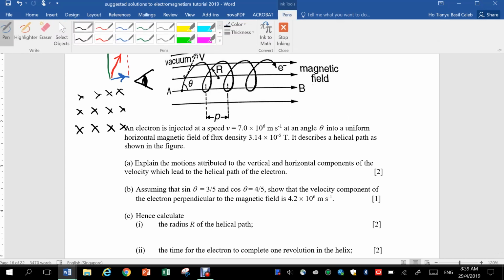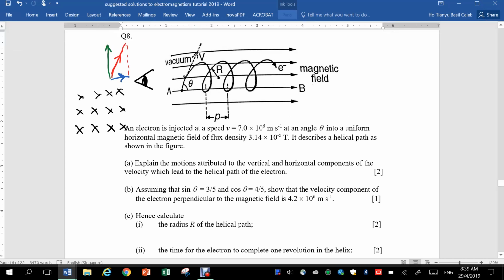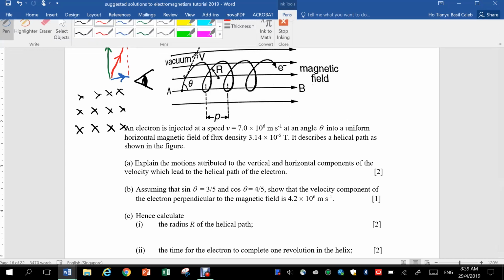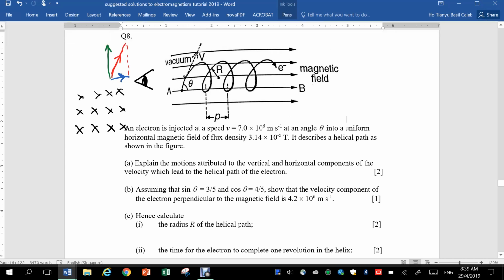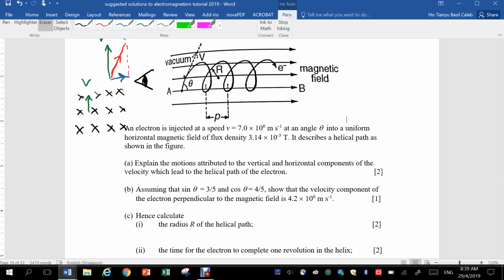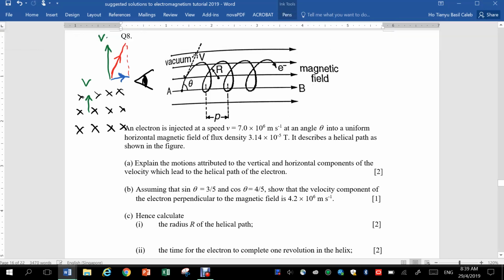So let's use green, because that's the perpendicular velocity. It's the velocity this way, and let's draw it as a v perpendicular. Let's stick to better conventions. Let's call this vy.